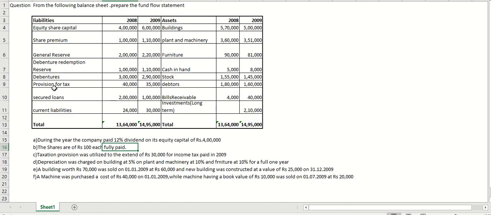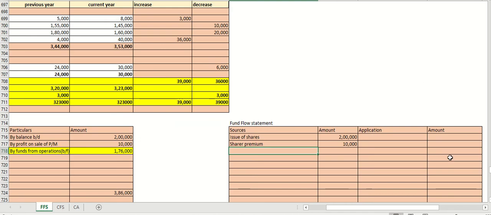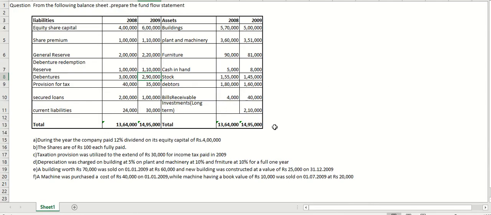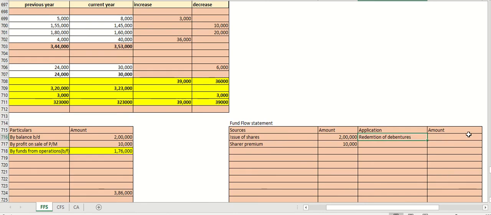Next, moving on to the next long-term liability, which is debentures. Last year 3 lakh, the current year it is 2,90,000. It has decreased, which means the debentures have been redeemed. So you'll be showing it in your application of funds as redemption of debentures, because there is an outflow of funds. Last year it is 3 lakhs, this year it is 2,90,000, so your balance is 10,000.